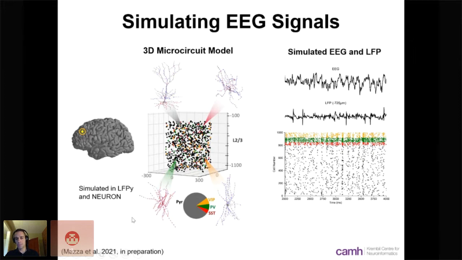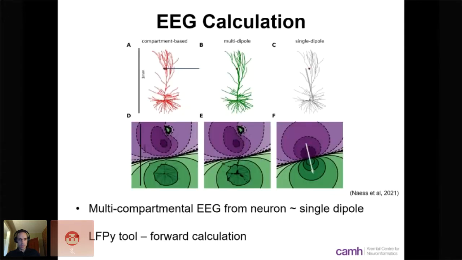It's not yet published, it's in preparation. Just to let you know, and Frank in the tutorial will get more into the details of some of the code and how we do certain things. So, how do we calculate EEG?